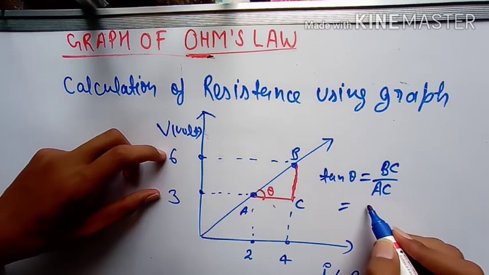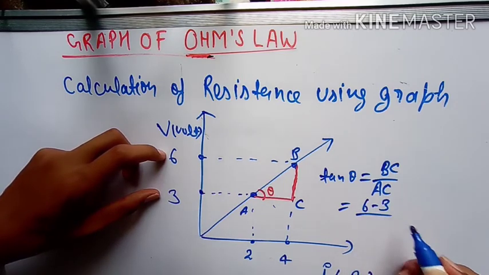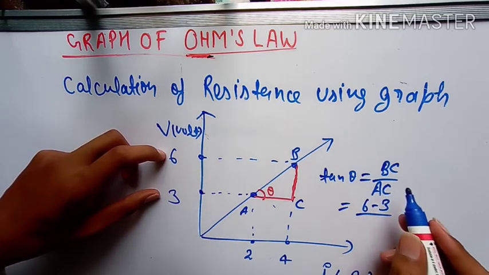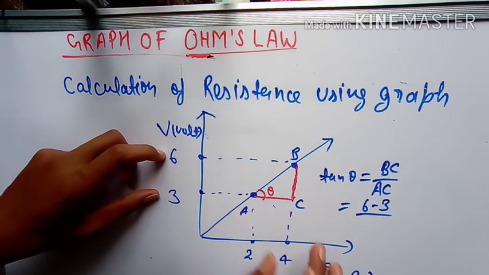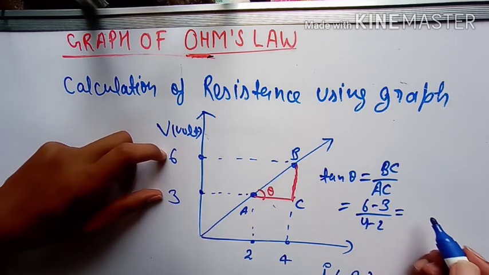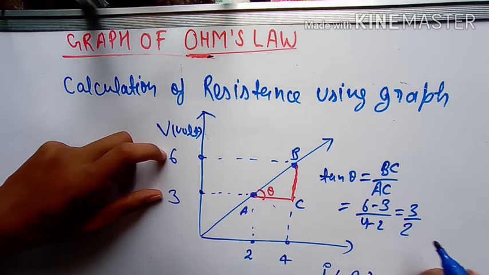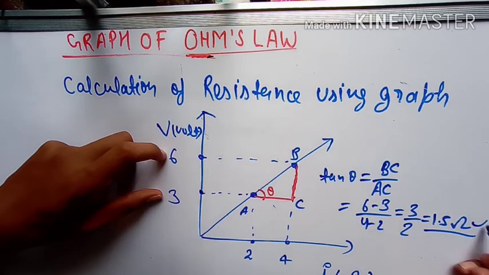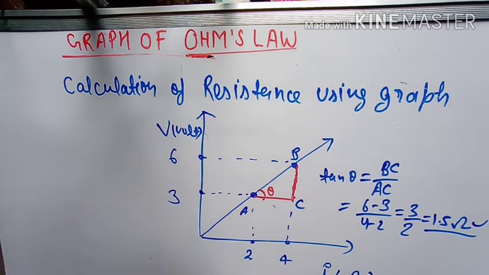So subtract it, 6 minus 3 upon, what is the value of AC? So for the AC you have to subtract 4 minus 2. Very good. So it becomes 4 minus 2. Look, 6 minus 3 is how much? 3. 4 minus 2 is how much? 2. So the resistance value is 1.5 ohm. This is the unit of resistance. Understand? So I hope you have understood this question.